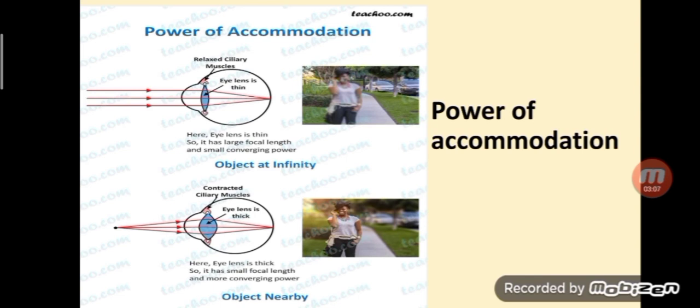In the second picture, a person is able to see the nearby object. So when we see a nearby object, the ciliary muscles contract and make the lens short and round so that the focal length of the lens decreases. In this case, light rays from nearby objects are focused on the retina.